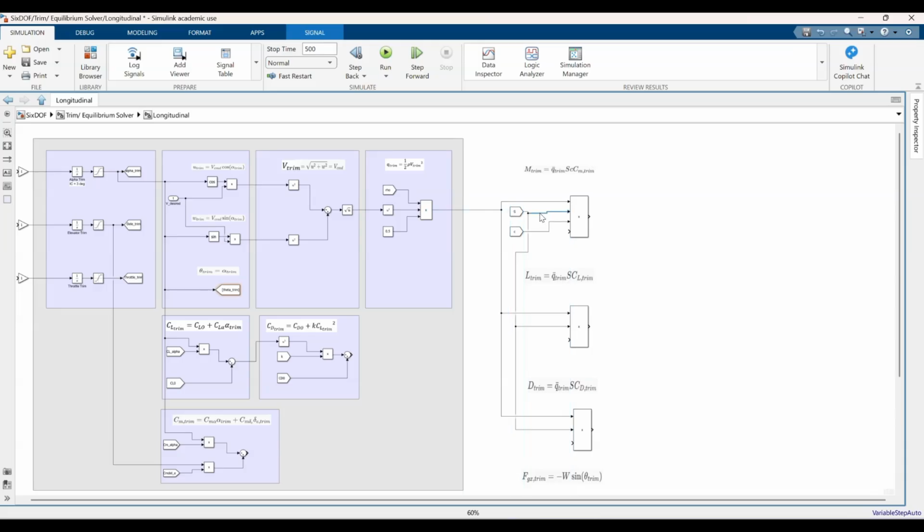Let's see if we can make that a tad bit better. Okay, nice. And then we need CM trim. CM trim, if you remember, comes from this one. And for this, I need CL trim. CL trim is right there in the middle. So there goes that. And then for this one, I need CD trim. So those are all done.